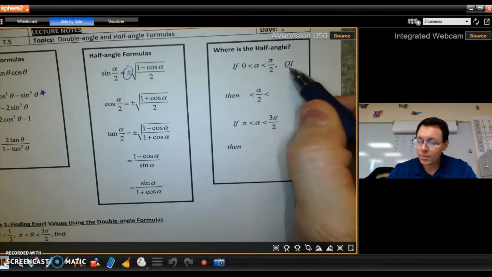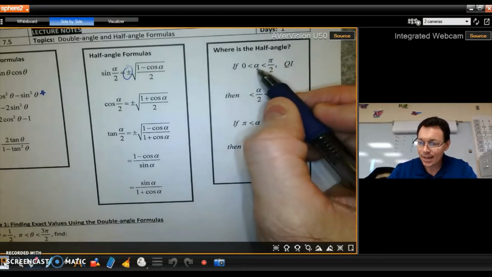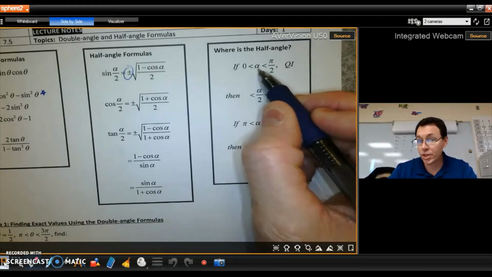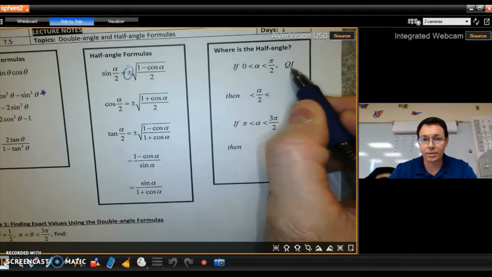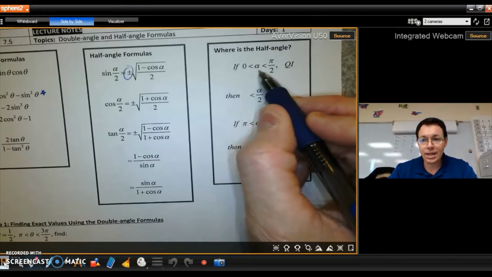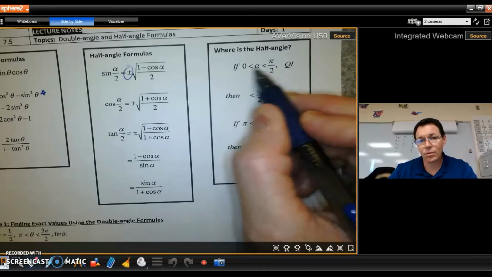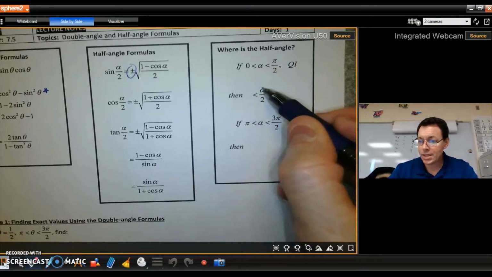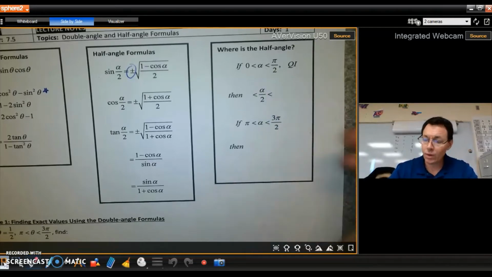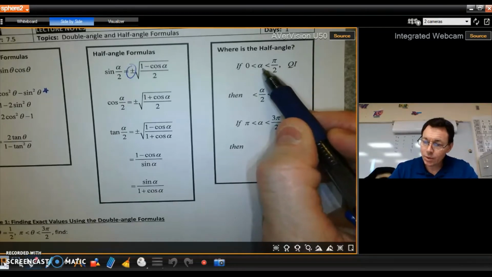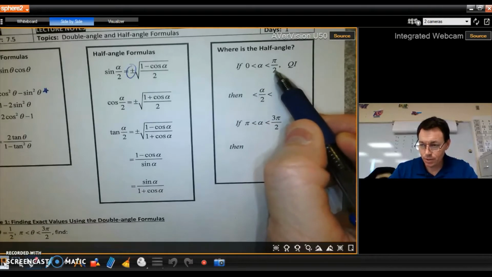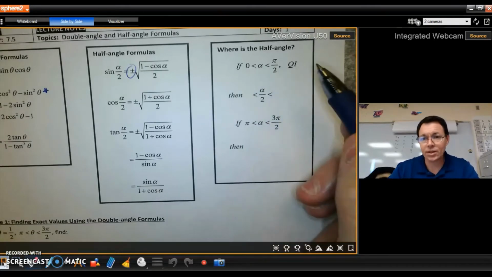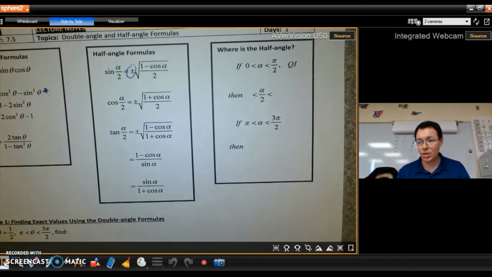So again, some quick things. If they tell you that the original angle is in quadrant 1, the angle A is between 0 and pi over 2. That's the fancy way of saying that it's in quadrant 1. Well, where would an angle that's exactly half the size of that be? When they tell you that this angle is between 0 and pi over 2, they're not telling you what the angle is. They're just telling you some boundaries. Your angle is somewhere between 0 and pi over 2. It's somewhere in quadrant 1.